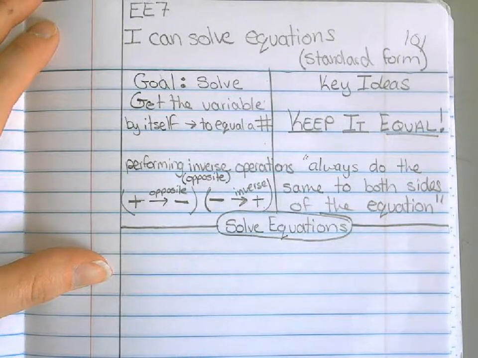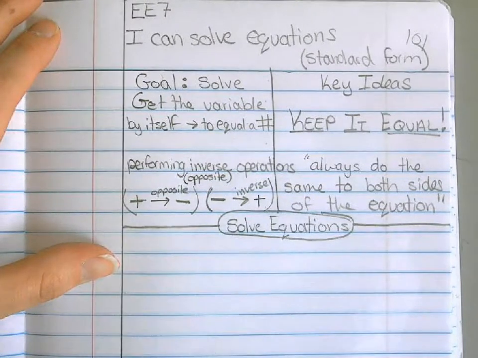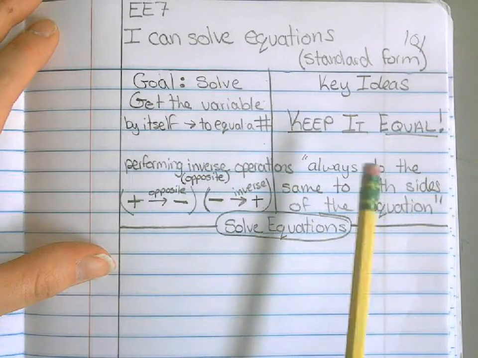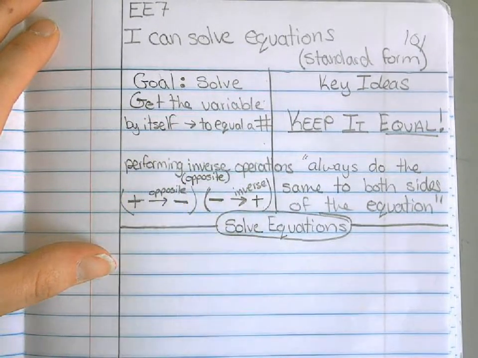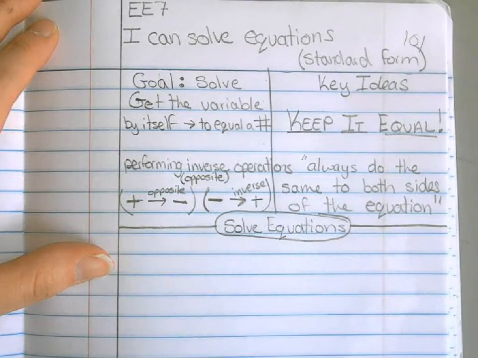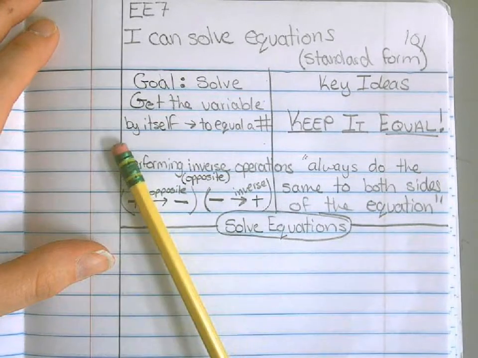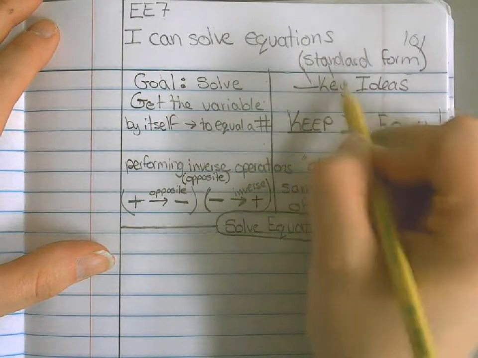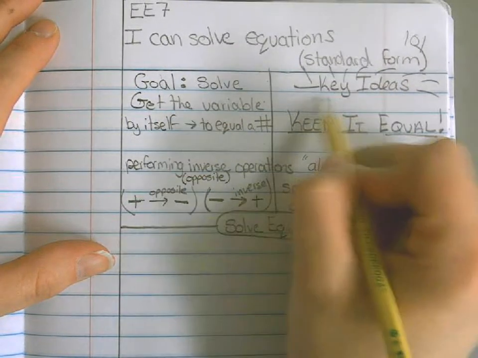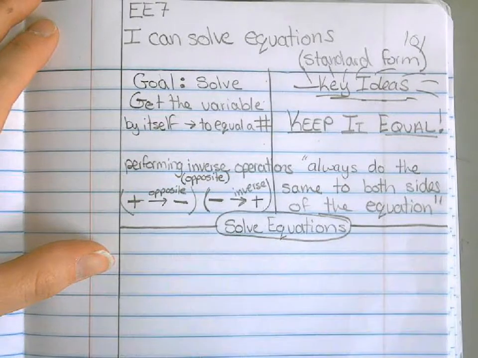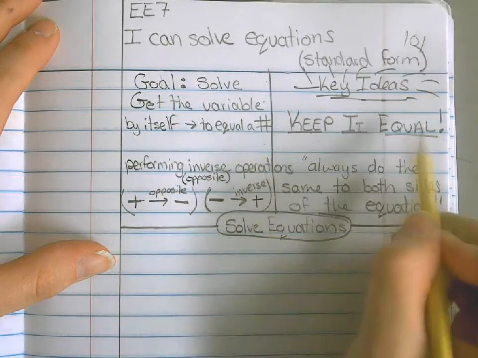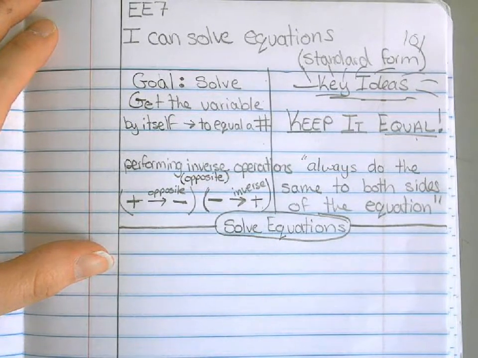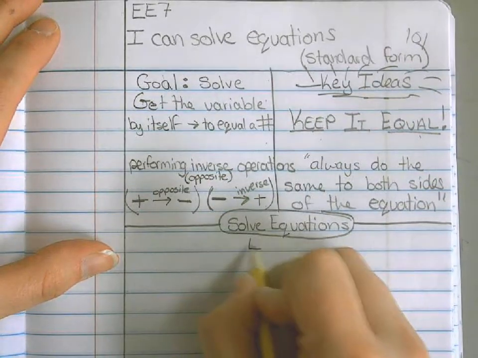And we talked about that before too, right? So neither of these should be new ideas for you. We're just kind of reminding ourselves. Our goal is always to get the variable by itself to equal something. Okay? And a main point about that is that we need to remember to keep it equal. We always do the same to both sides. Okay? Let's look at some examples.